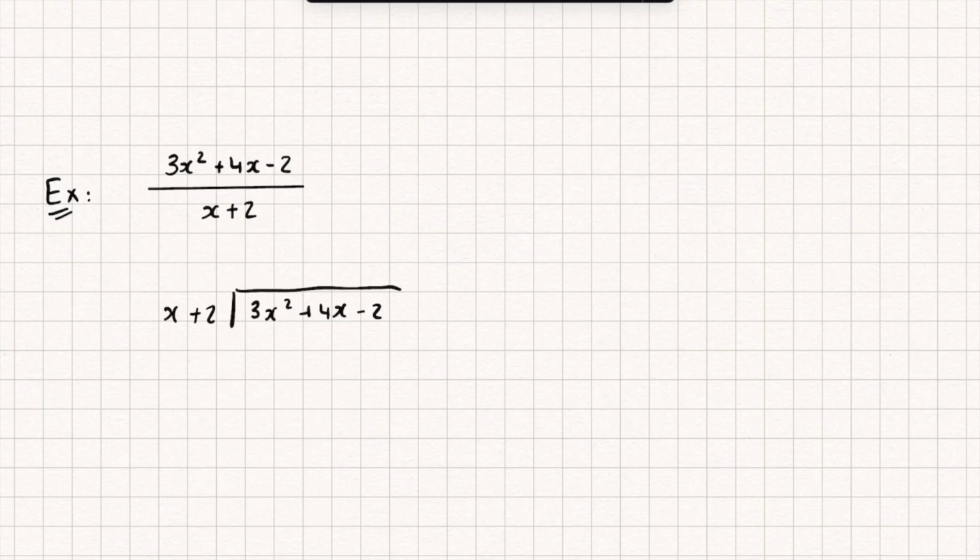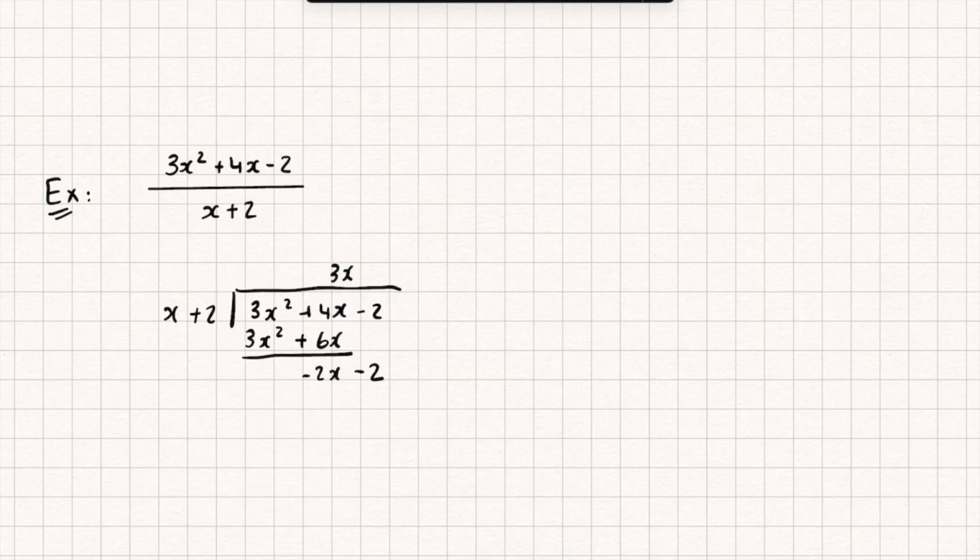So what do we multiply x by to take us to 3x squared? Well, that's just 3x. Let's multiply it out, so we get 3x squared plus 6x. You can see I'm doing this one a bit faster now, hopefully you've got kind of the idea. Let's subtract: 4x subtract 6x is negative 2x. Bring down this negative 2.